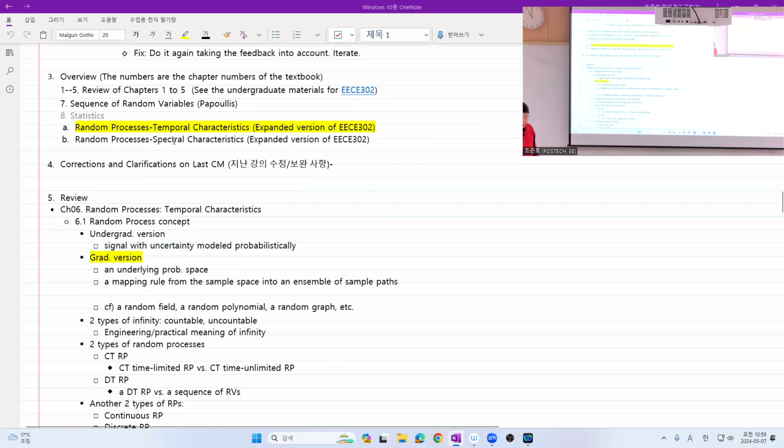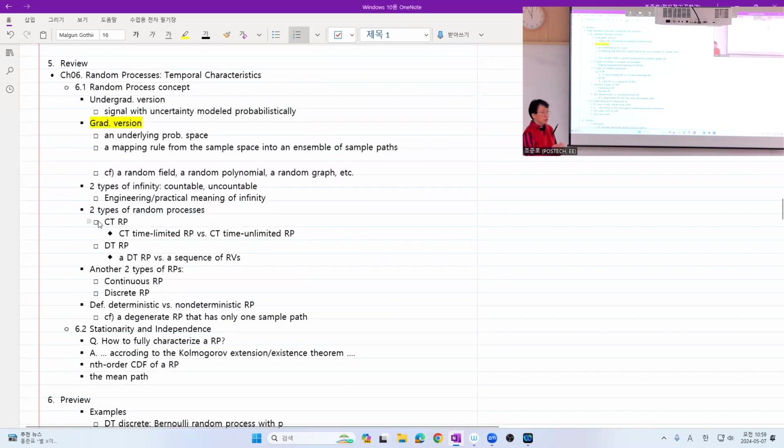We are here at... something's not correct. I believe it's 6... Seven. Yeah. So we are studying temporal characteristics of random processes. Mostly we are talking about the samples of a random process, whether it is discrete time or continuous time. Last time we defined what a random process is.